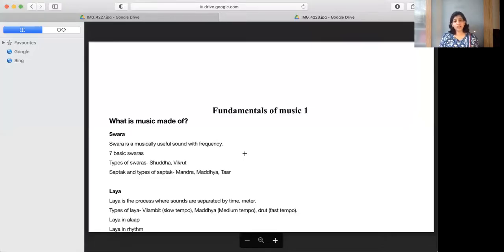But when you sing, if you want to use Mandra and Tara Saptak also equally proficiently, then the singer has to put in a lot of effort and make his or her voice ready to be able to flawlessly sing in both the saptaks. I hope the swara part of the music is clear. Now we will go to the laya part of music.